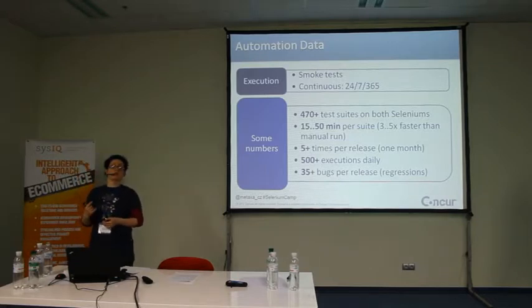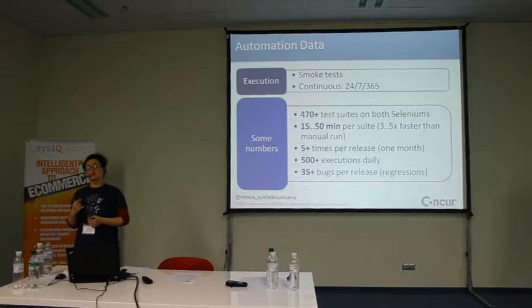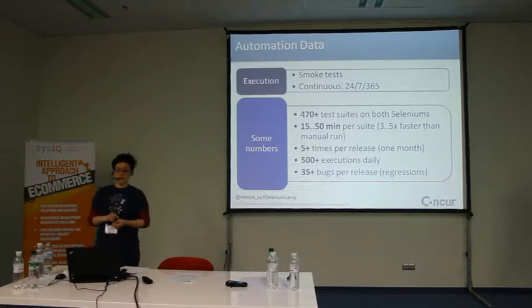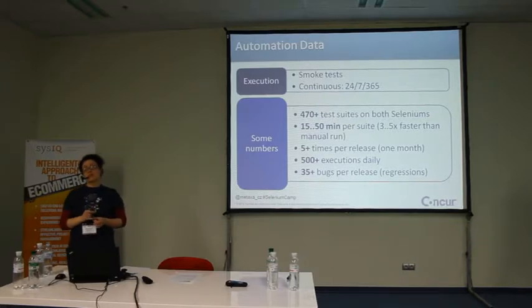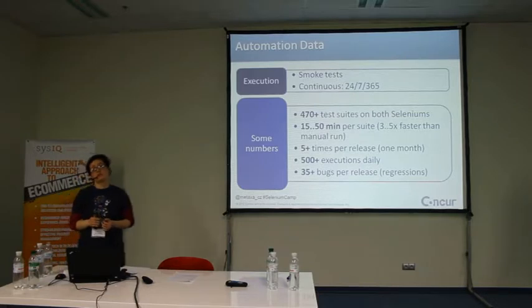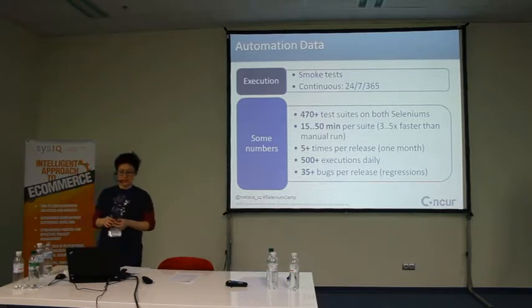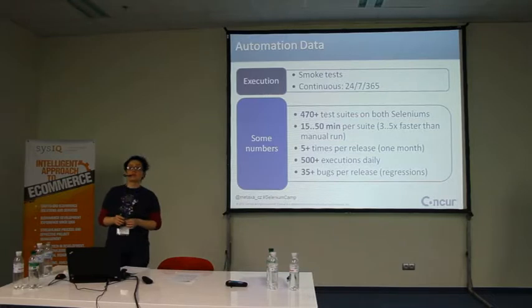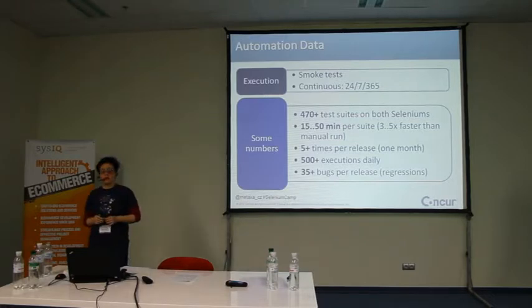One automation suite is executed a minimum of 5 times per release. We have more than 500 executions daily in our different testing environments. And with the regressions, we find around 35 bugs per release.